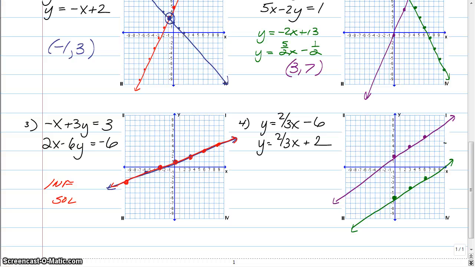So are these 2 lines ever going to intersect? No, they're not, because they're parallel. So the answer to this is no solution.